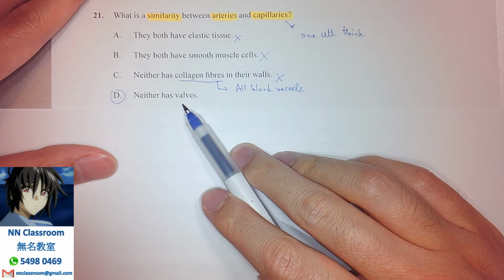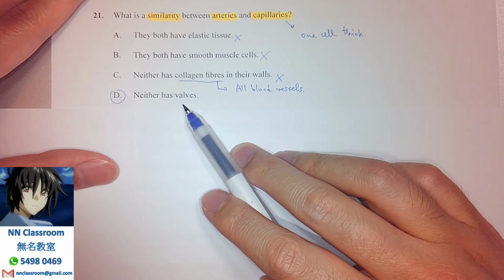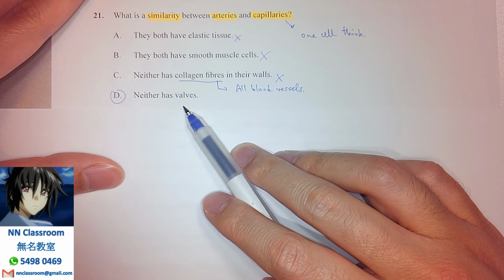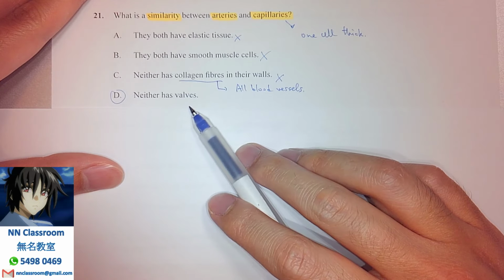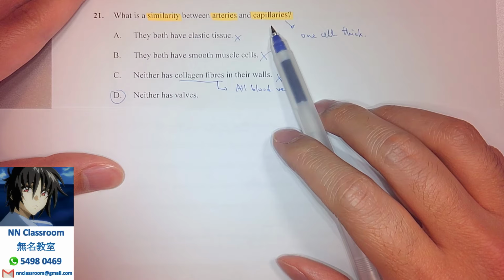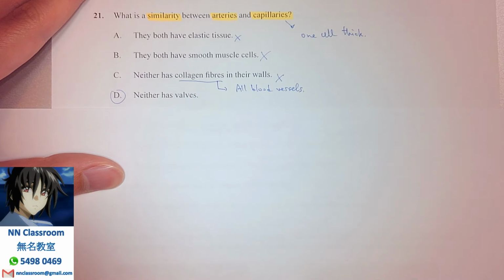Finally, D, right? Neither have valves, right? Because all we learn is that valves are only present in the veins, venules, and sometimes in the lymphatic vessels, right? So that's why arteries and capillaries do not contain valves, right? So our answer goes to D.